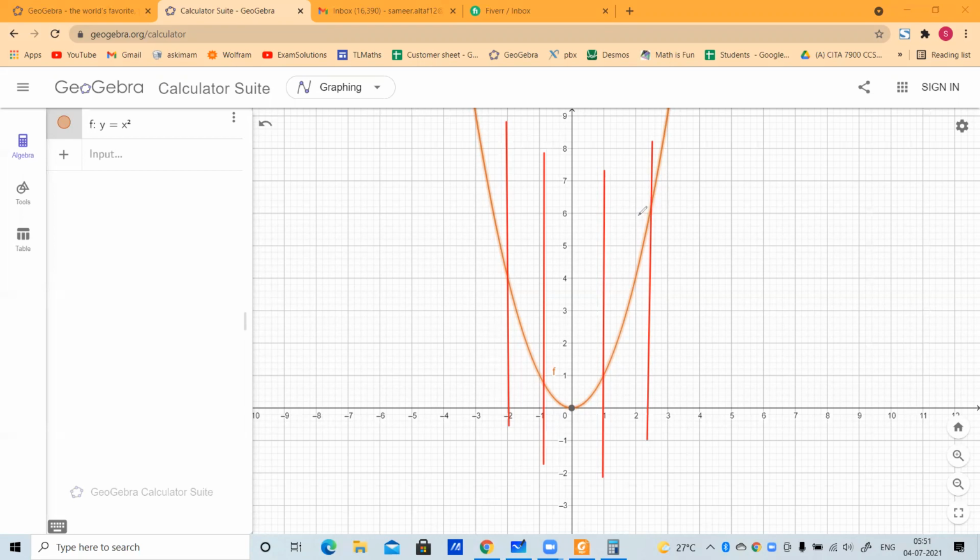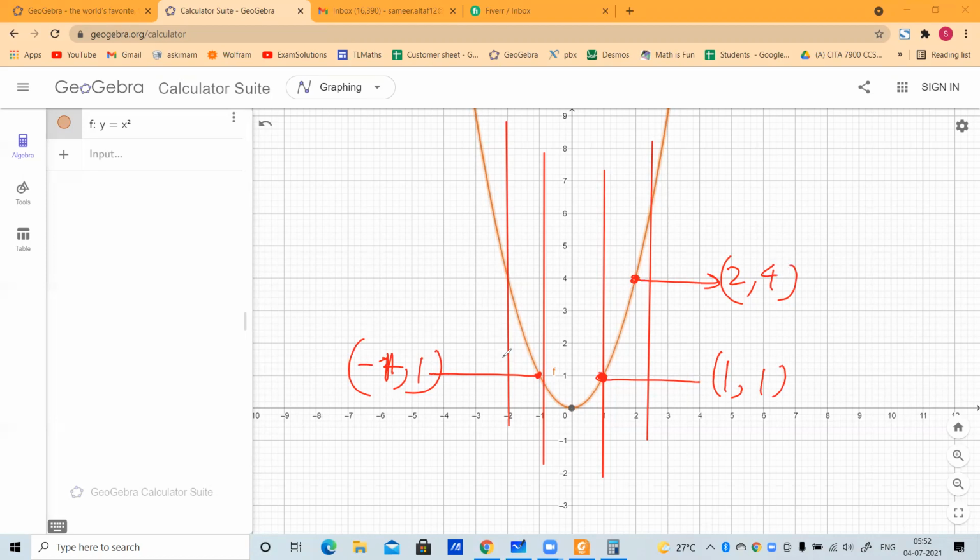For example, if I take this point here, the value of x is 2 and the value of y is 4. If I take this point here, the value of x is 1 and the value of y is also 1. If I take this point here, the value of x is negative 1, and the value of y is 1.